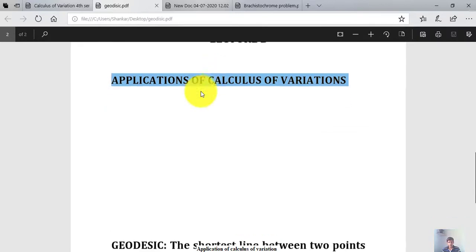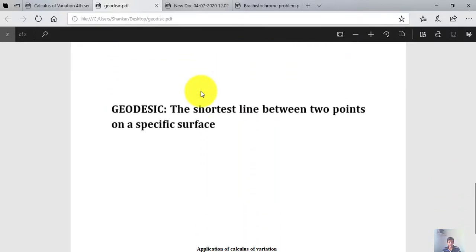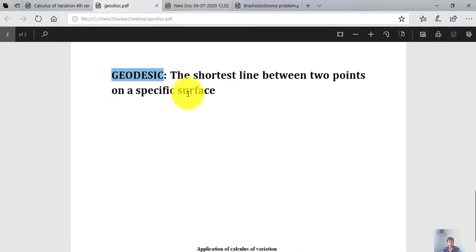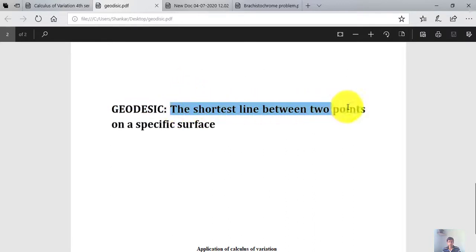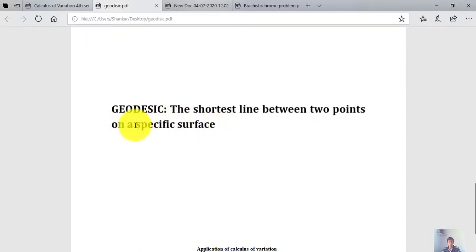So let us start with the application known as geodesic. So what do you mean by geodesic? Geodesic is the shortest line between 2 points on a specific surface, right? So whenever a problem contains the word geodesic, what you need to find is the shortest distance, that is the shortest line, between 2 points on a specific surface.